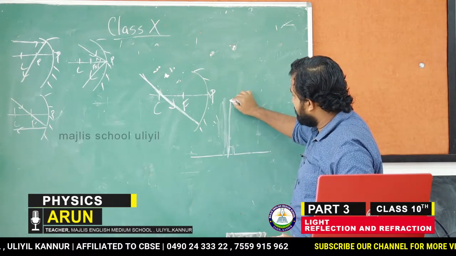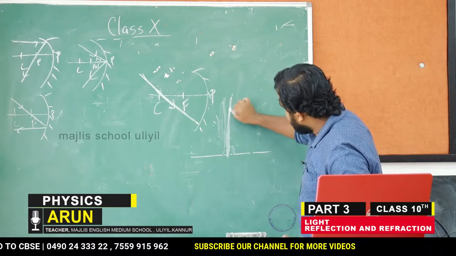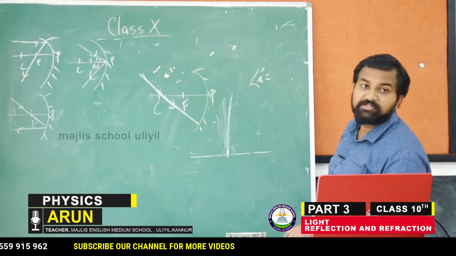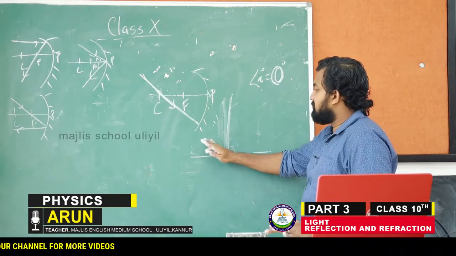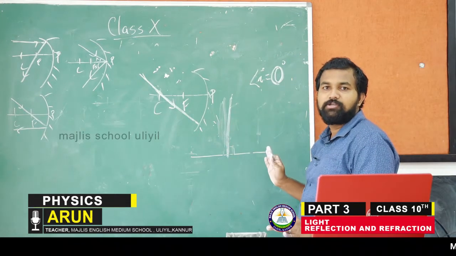Then if again the ray is coming through the normal, what is the angle of incidence? The angle of incidence is 0. It decreased from 30, 25, 5, 3, 2 and 1, to 0.